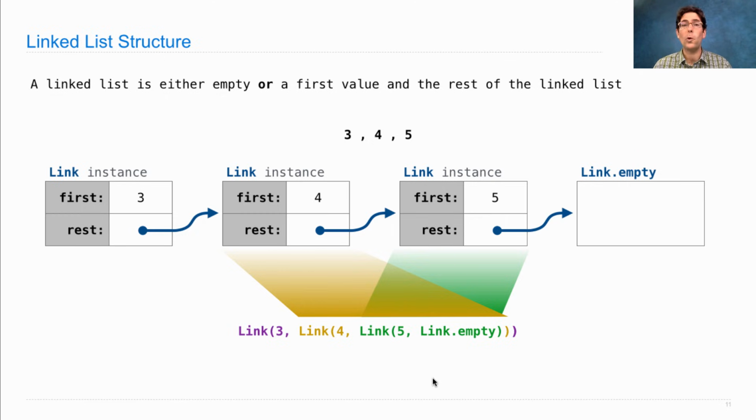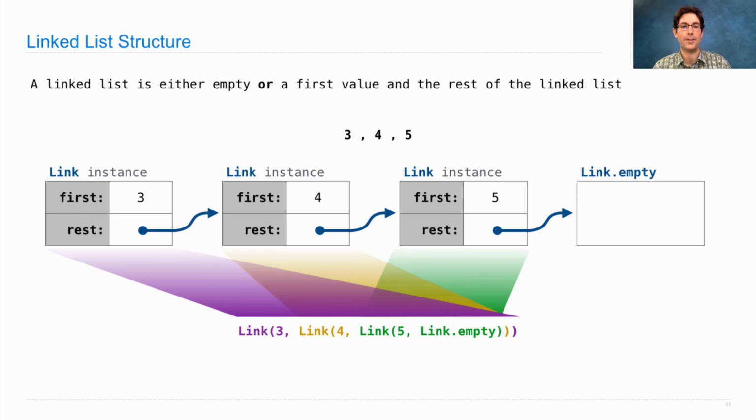Now here, the order in which functions are evaluated in Python is important. In order to evaluate Link(4, Link(5, Link.empty)), we have to first evaluate this operand sub-expression in order to create the Link instance that represents the sequence starting at 5, followed by nothing else. Once that's created, we can pass it in as an argument to this Link, which starts with 4 and is followed by all this other stuff. And then finally we can evaluate the whole expression and build the whole linked list.